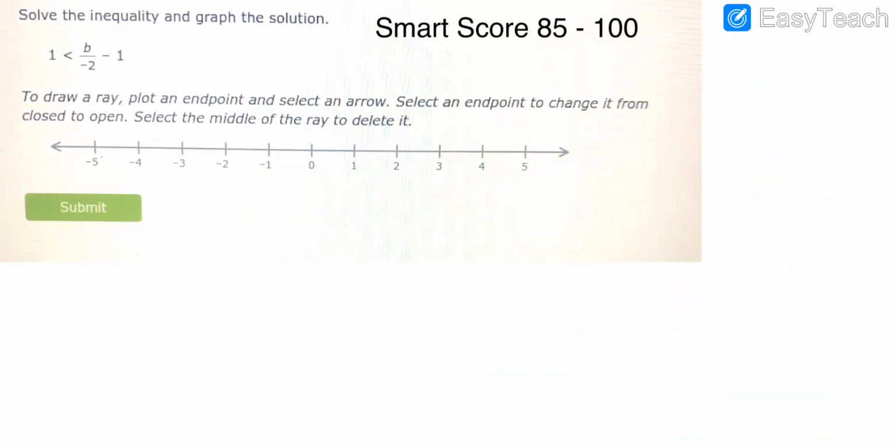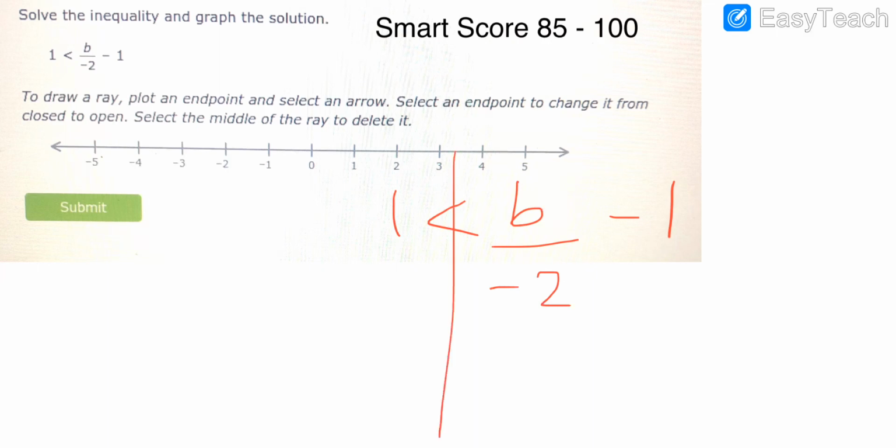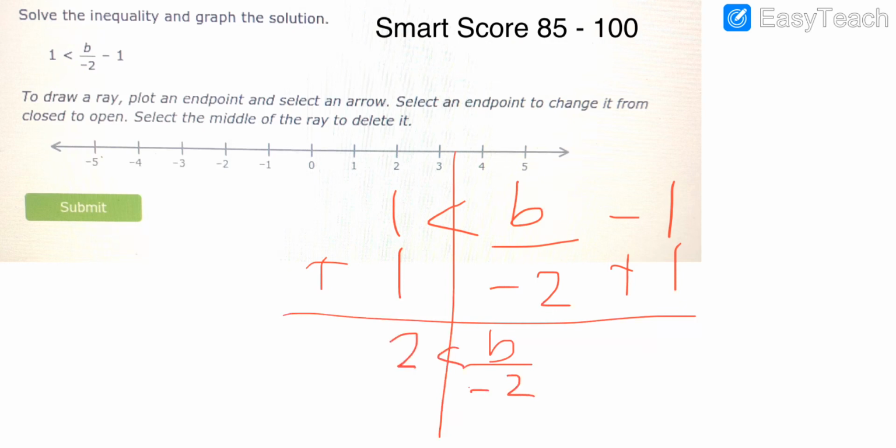For a SMART score of 85 to 100, we're going to need to look at this one here. It says 1 is less than b divided by negative 2 minus 1. So we draw our line. We're going to have to add 1 to both sides. So b divided by negative 2 is going to be greater than 2. Then we have to multiply both sides by negative 2.